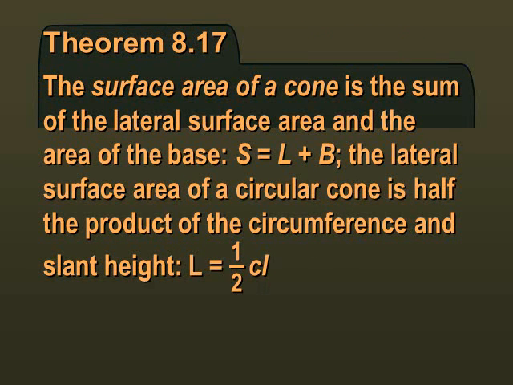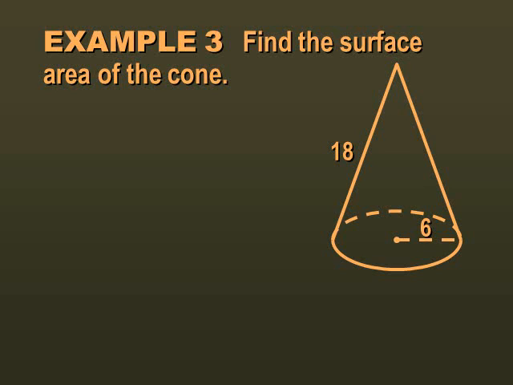Okay, another theorem we're going to have today is the surface area of a cone. Now, the premise is exactly the same. You have to find the lateral surface area plus the base. But remember the base is a circle, so instead of having a perimeter, we have a circumference. So the formula looks just a tiny bit different, but it's exactly the same concept. Perimeter and circumference are the same, it's just a different figure. Okay, so let's work this example.